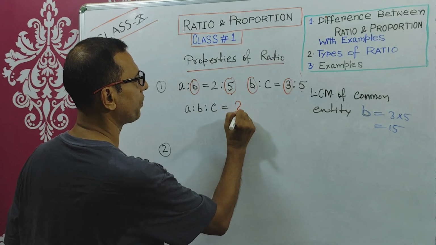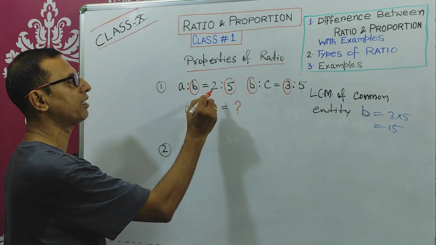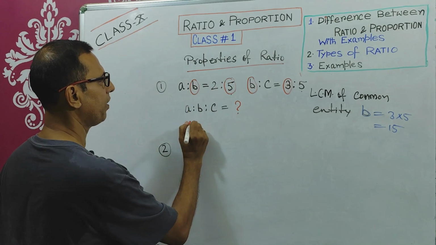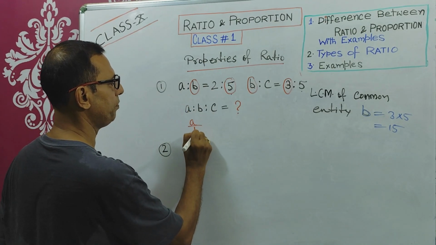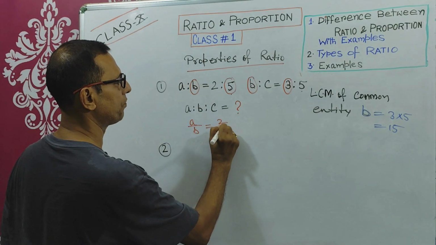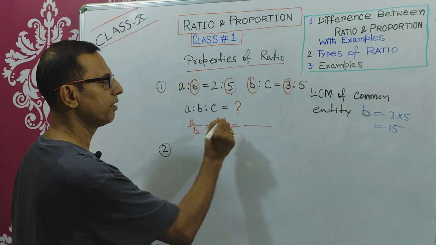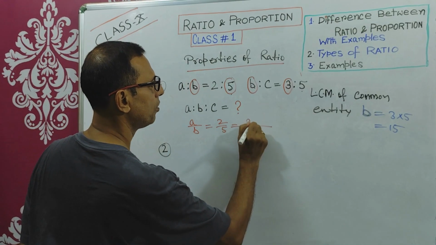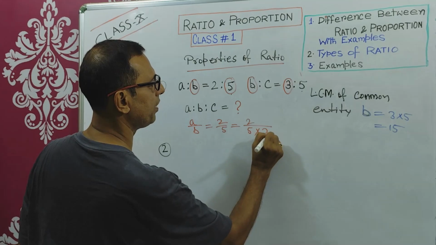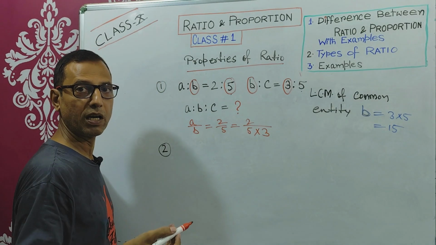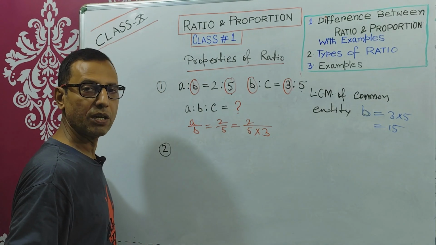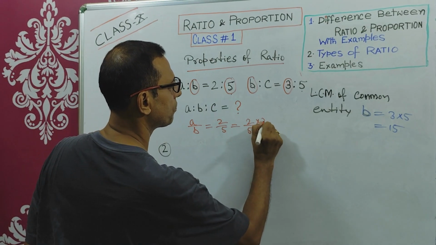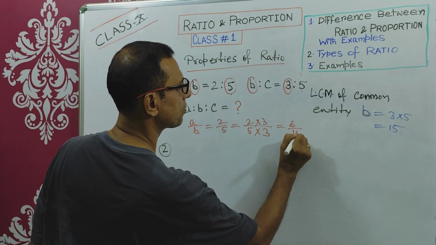So you are asked to find A is to B is to C. You cannot straight away write down 2 is to 5 is to 3 is to 5. First you need to do A is to B, that is A by B equals 2 by 5. You need to make B 15, so you multiply 5 with 3. Here also in the fraction, if you multiply both numerator and denominator with the same value, the fraction remains unchanged. So 2 into 3 equals 6, so 6 is to 15.